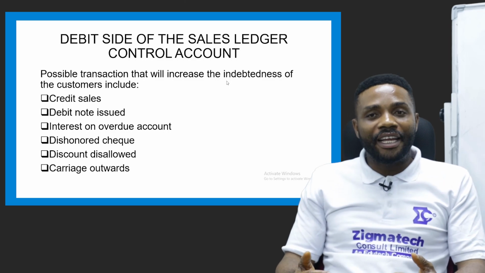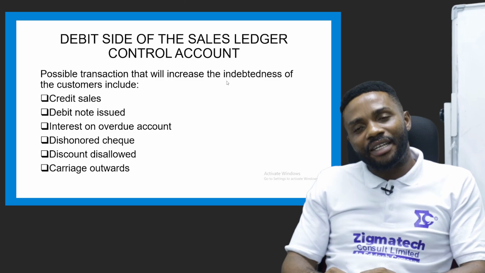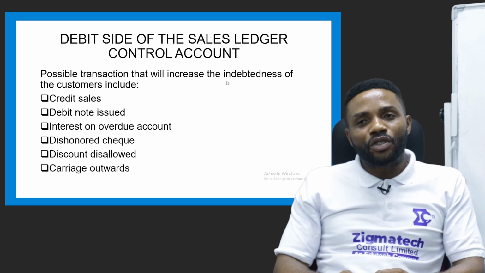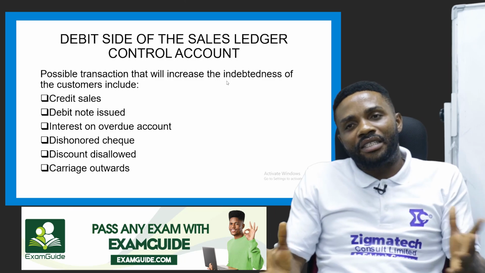Number 3, interest on overdue account. Peterson, when are you going to pay us? I will pay you at the end of January. Now, this is around February.